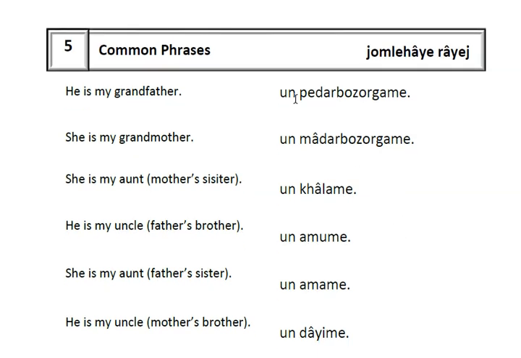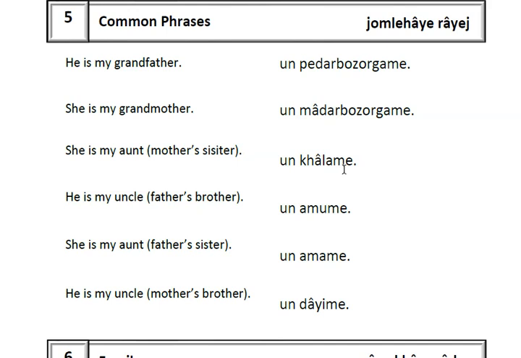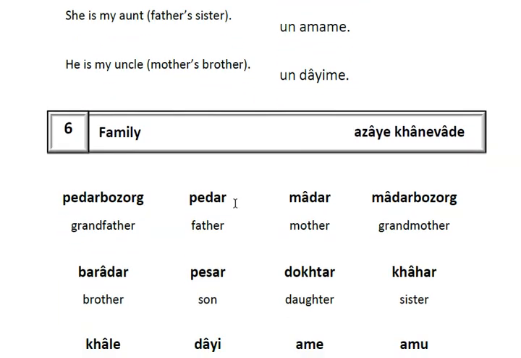Common phrases again. اون پدر بزرگمه. پدر بزرگ means grandfather. اون مادر بزرگمه. مادر بزرگ. اون خالمه. خاله means mother's sister, aunt. اون عمومه. عمو, uncle, father's brother actually. اون عممه. عمه means aunt or father's sister. اون داییمه. دایی means mother's brother. Uncle.